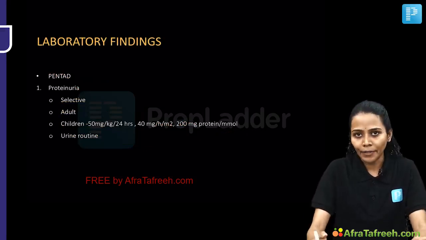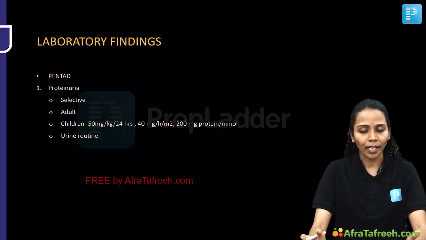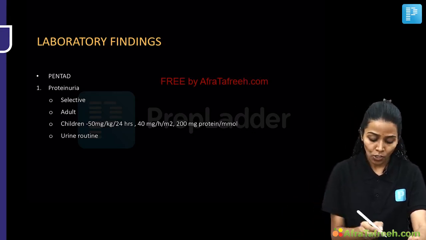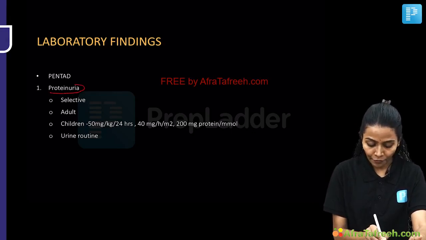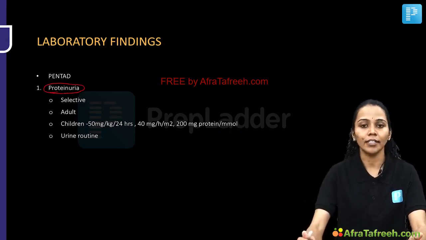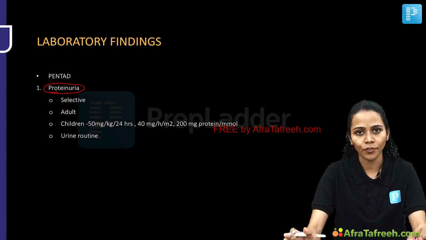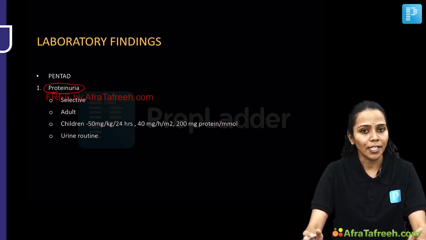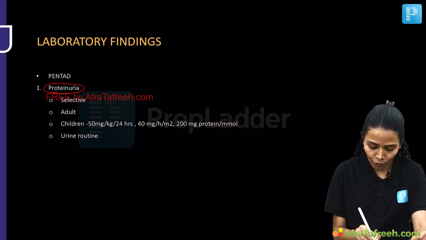Now coming to the laboratory findings. We know that nephrotic syndrome or minimal change disease has a pentad which is most important. So what comes in this pentad? First thing is proteinuria. So that is what offsets the rest of the 4 things that are there in the pentad. Now what is specific about this proteinuria? This proteinuria is selective, that there is loss of albumin.